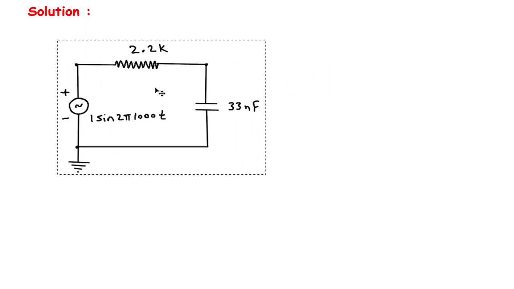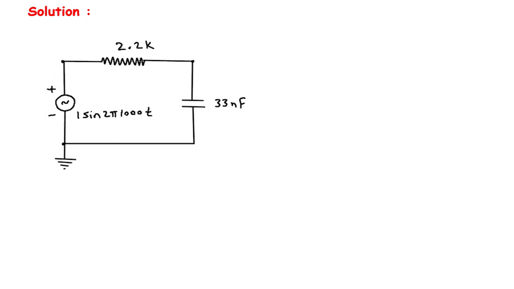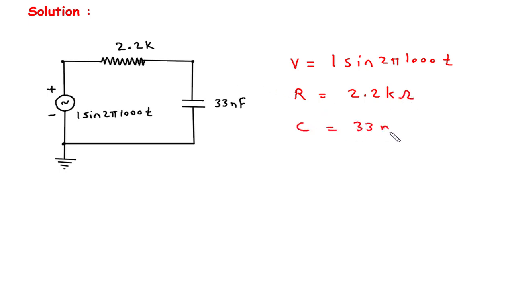First of all, we will redraw the circuit. Now, here we can see the instantaneous voltage is given, so it is 1 sine 2 pi 1000 t. Then the value of resistance R is given, R is equal to 2.2 kilo ohm. The value of capacitance is given, it is 33 nanofarad.